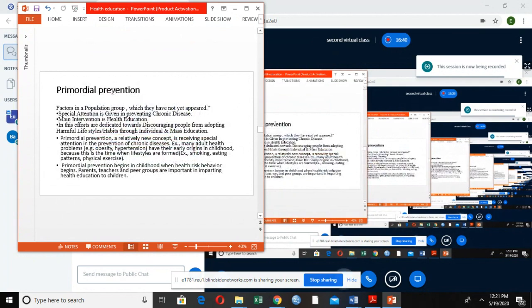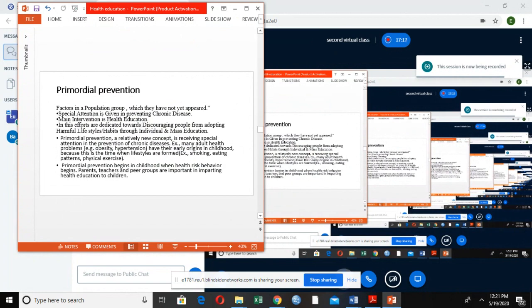When it comes to primordial prevention, these are factors in a population group which have not yet appeared. Special attention is given in prevention of chronic diseases, where the main intervention is health education. At this time, you're just educating people because you want to prevent things that may occur in future. The diseases have not yet occurred, but you're educating them to prevent them or to equip them to overcome the diseases that may occur in future.